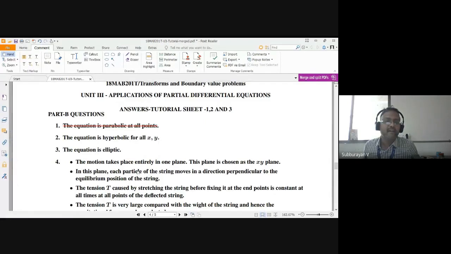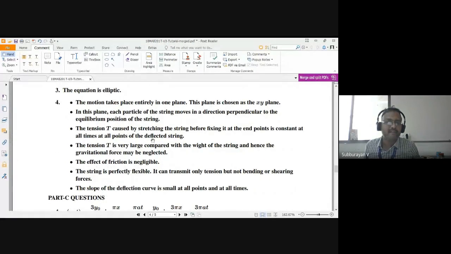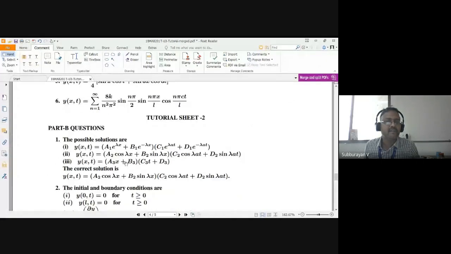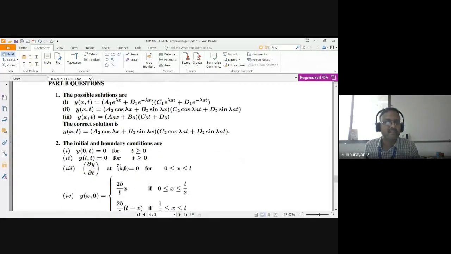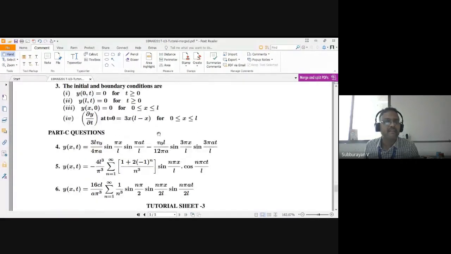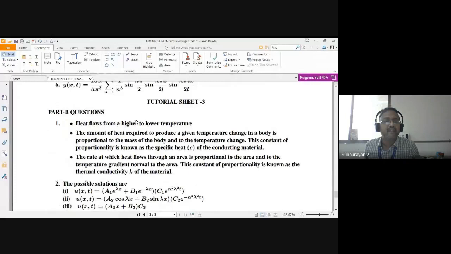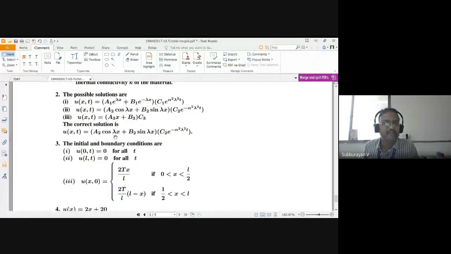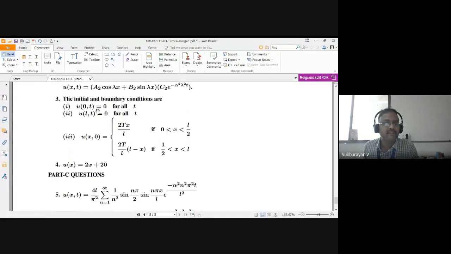And there are some conditions to derive the wave equation. These are the possible solutions, and the correct solution is this. The boundary and the initial conditions are given like this. These are the assumptions made, and under these circumstances only they derived the heat equation.